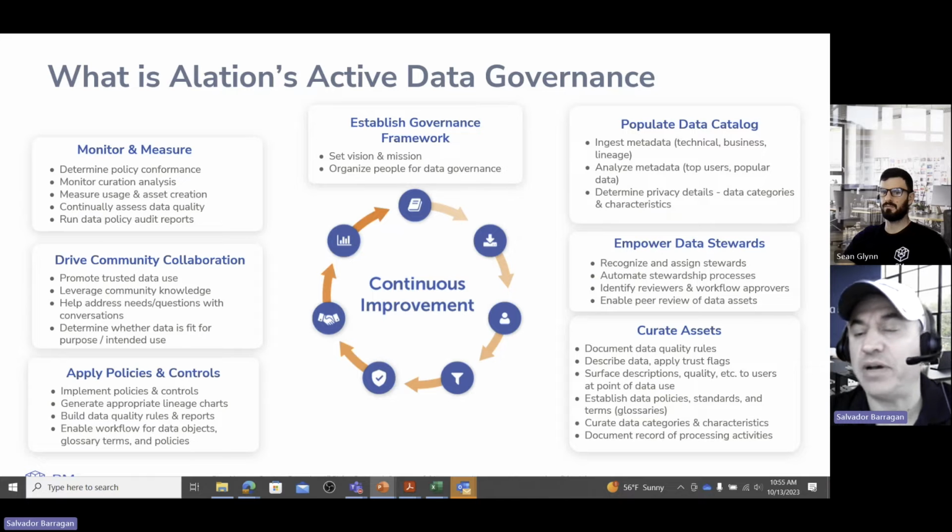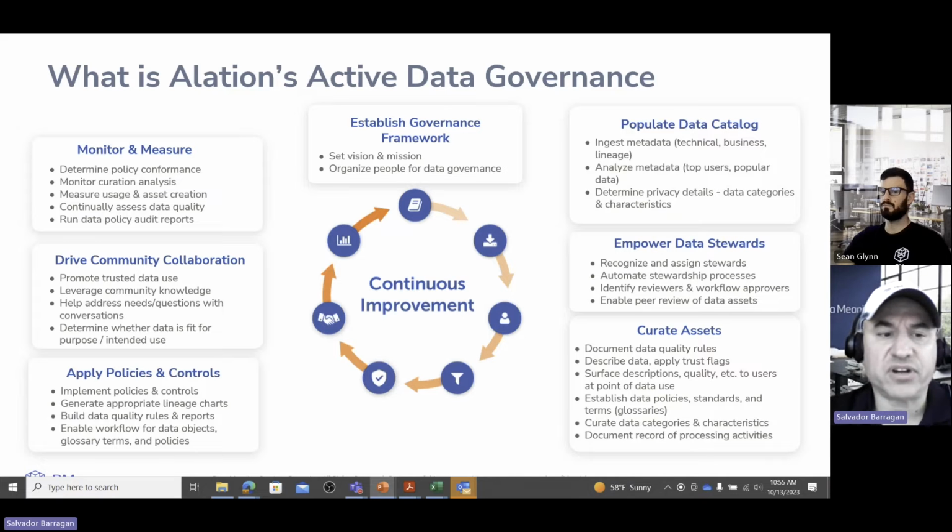Based upon the data stewards, one of their key roles is going to be curating assets. So the next step, once you understand who the data stewards are, is giving them the ability to curate those assets. At this step, they're going to establish data policies, standards, and terms. They're going to curate the actual objects that they're bringing in. They're going to describe that data. They're going to apply trust flags. They're going to document any data quality rules that may apply to each of the individual data sets, the tables, the schemas, the objects, etc.